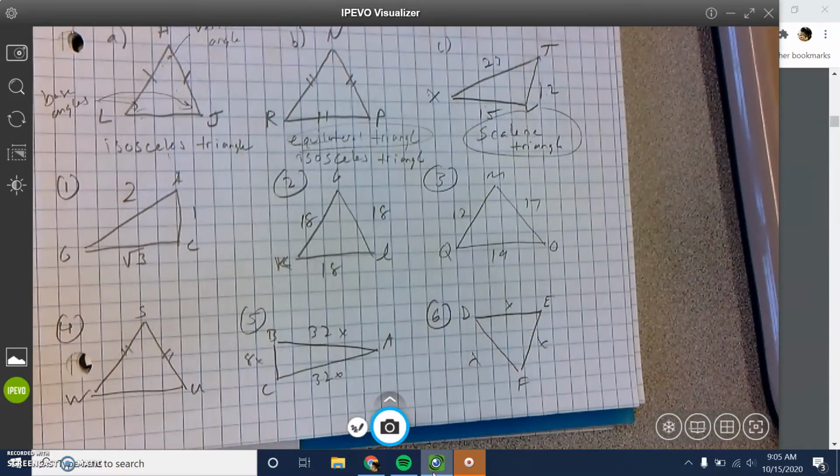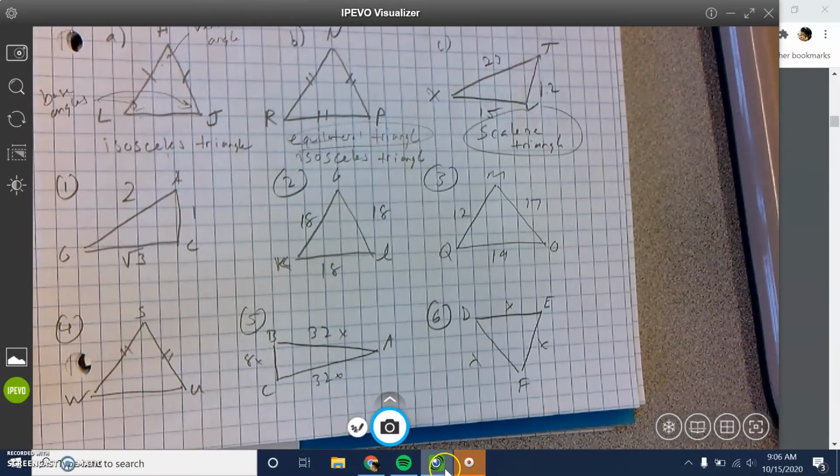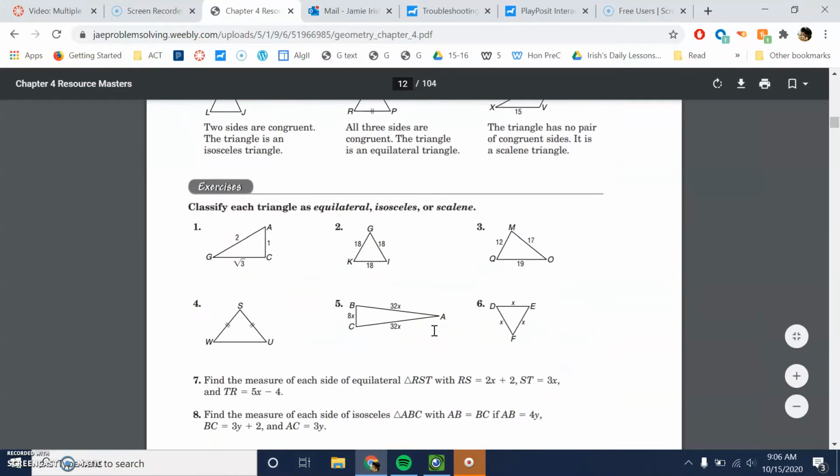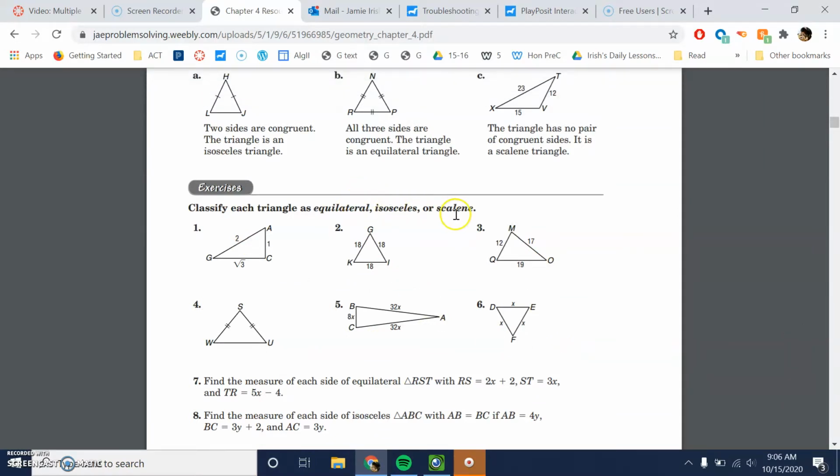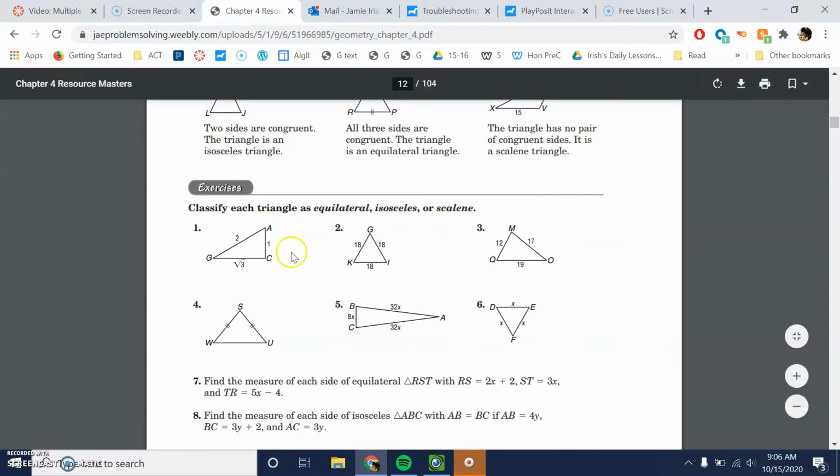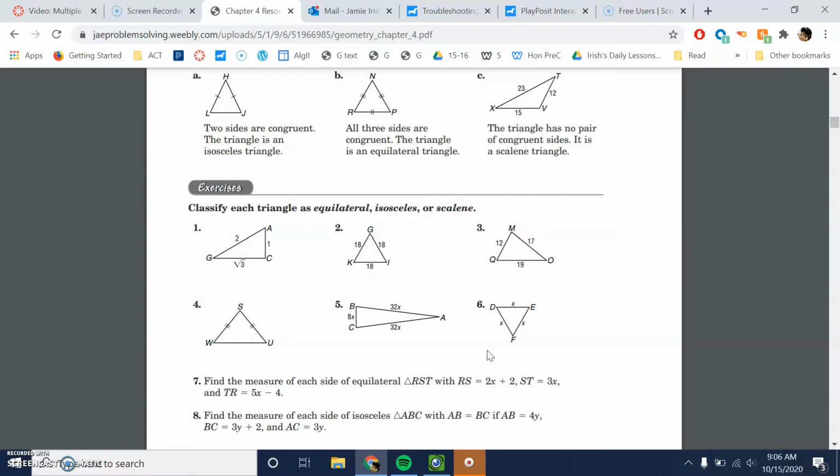So now there are 6 examples right beneath on your worksheet right here. 1, 2, 3, 4, 5, 6 right here. I want you to copy those down, and I want you to classify them as equilateral, isosceles, and scalene. Okay? 1 through 6, copy down, and then classify. Ready, set, go.